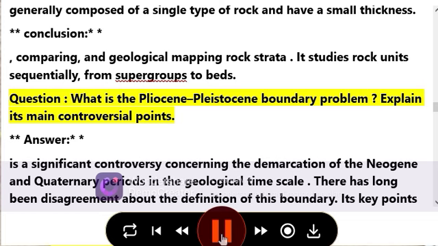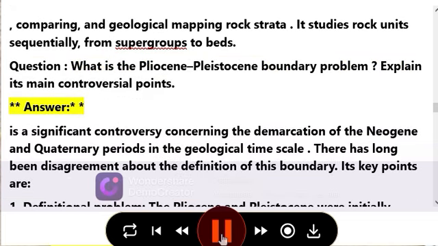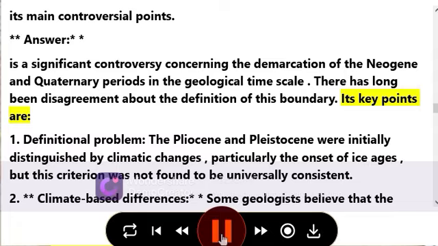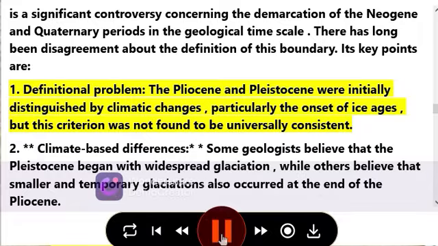Question: What is the Pliocene-Pleistocene boundary problem? Explain its main controversial points. Answer: It is a significant controversy concerning the demarcation of the Neogene and Quaternary periods in the geological timescale. There has long been disagreement about the definition of this boundary. Its key points are: 1.